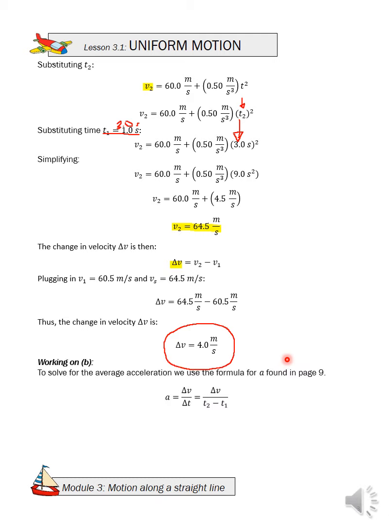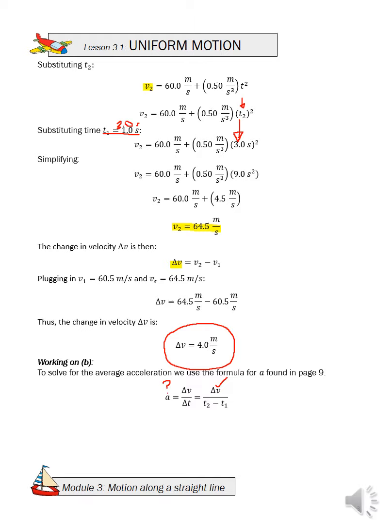For item B, we are asked for the average acceleration of our car. How do we get the average acceleration? We know from page 9 that it is given by this formula right here. A is equal to delta V over delta T. And then we know that delta V is V2 minus V1, but we have already solved for it in the previous item A. So we already have delta V.